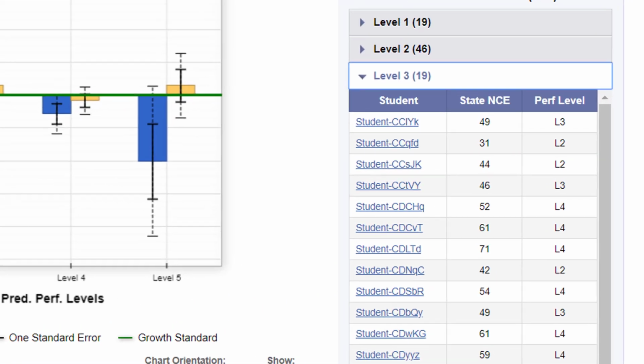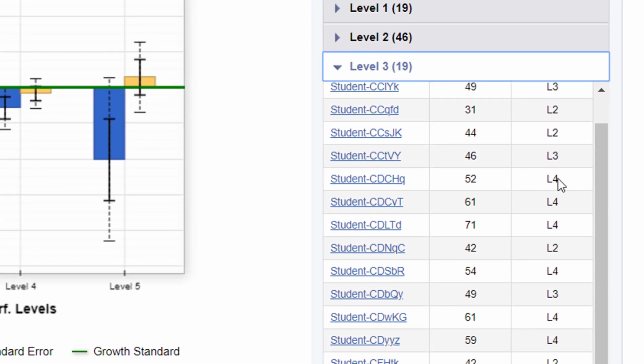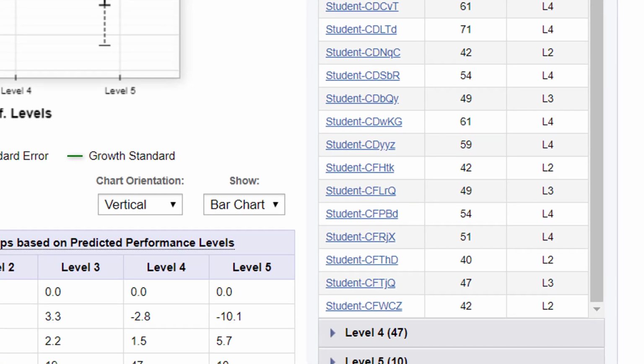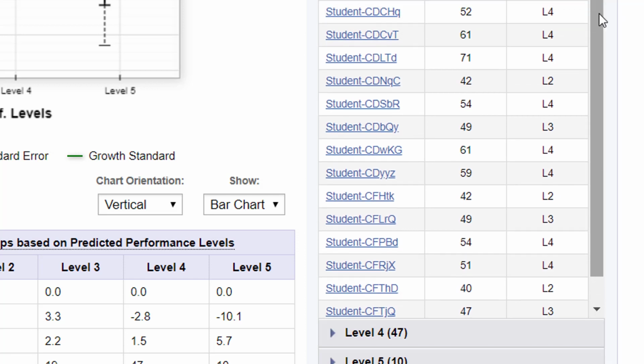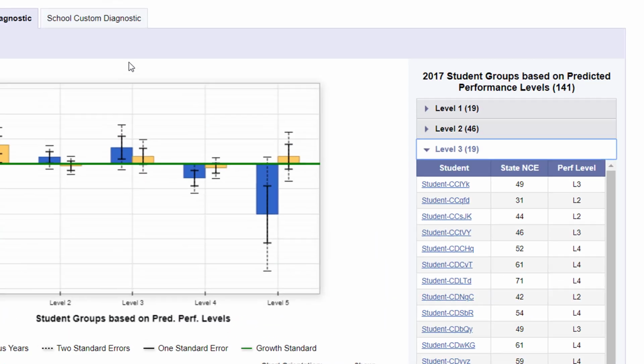These students were expected to score level 3. But then when I start scrolling through, look at all the ones who scored a level 4. There's 1, 2, 3, 4, 5, 6, 7, 8 students in this group who scored a level 4, though they were expected to score a level 3. There were a few who scored a level 2, though they were expected to score a level 3. And then you have others that did score the level 3. So that's how you read this report.